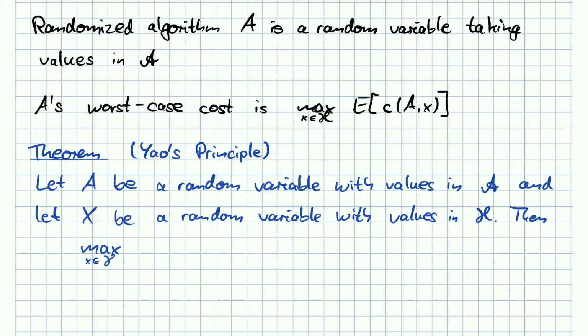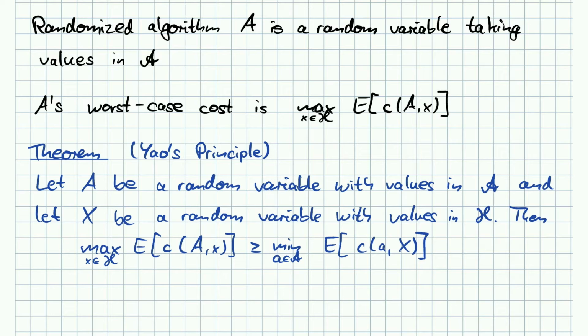Take this algorithm's worst case cost. We have the expected cost of our algorithm on a fixed instance. This is at least the best deterministic algorithm's cost on this randomized instance. There are two things. One is proving this, which is pretty trivial. The other thing is understanding what this means. And this is much more important in what we're doing today.